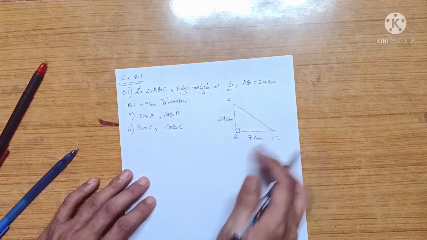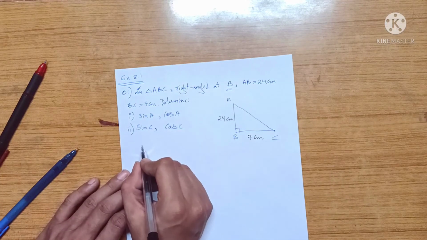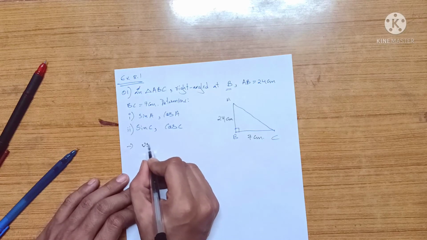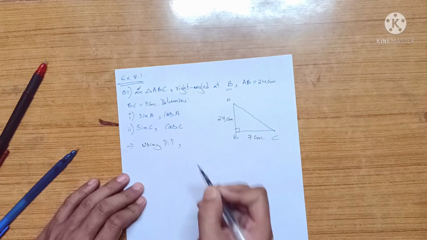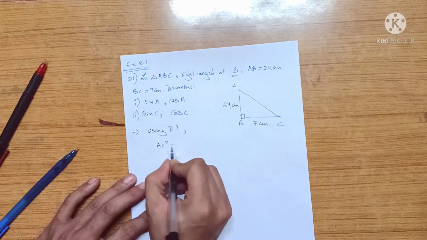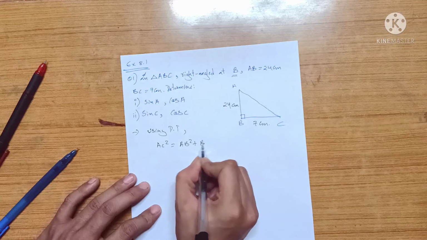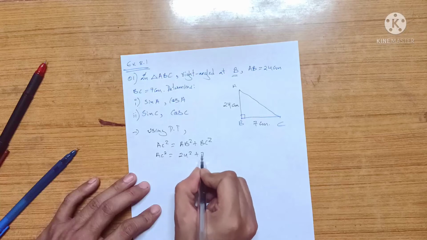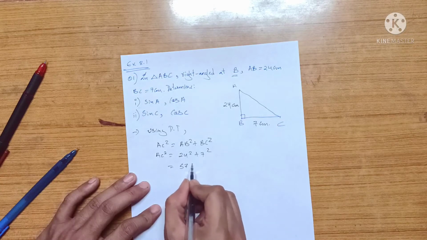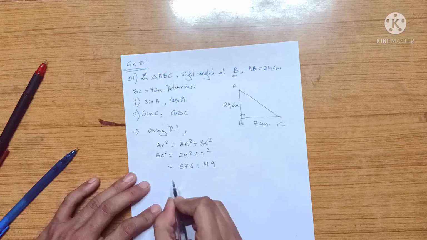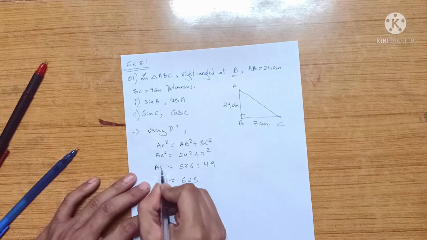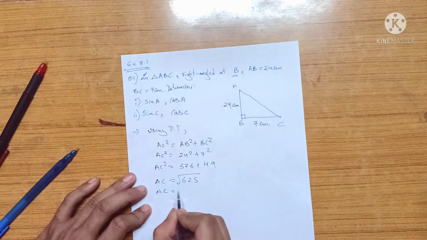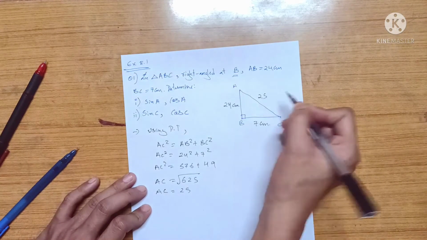So first let's find out the third side using Pythagoras theorem. That's where Pythagoras comes in, right? Using Pythagoras theorem, we could say AC square equals AB square plus BC square. AC square we don't know, so I'm just going to keep it as it is, 24 square plus 7 square. 24 square is 576 plus 49, which gives us 625. AC square, the square moves this side, it becomes root over, so AC is 25. So we're getting this as 25.